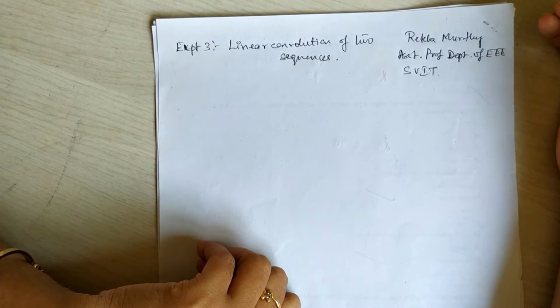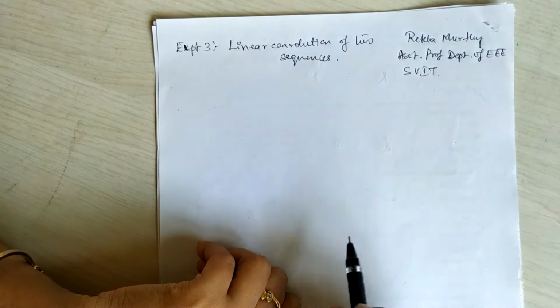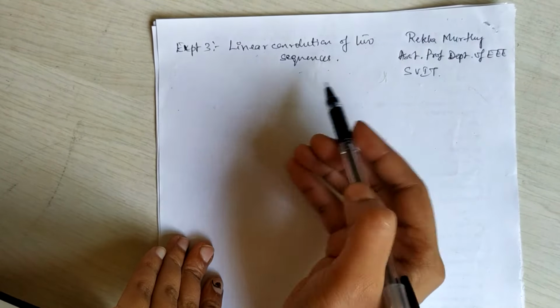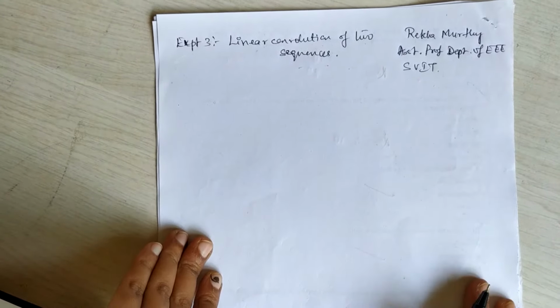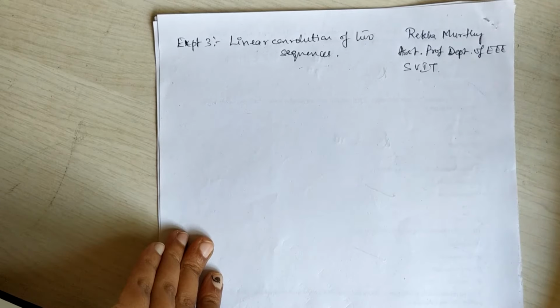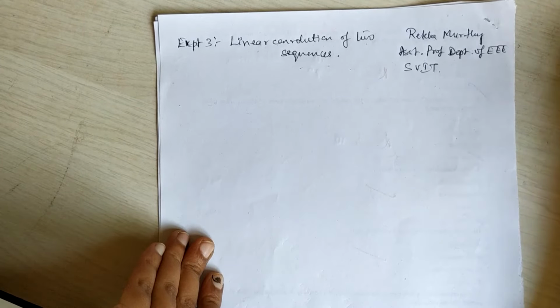Now I'm going to explain the third experiment of the DSP lab, that is linear convolution of two sequences. So in this linear convolution, what is it? A linear convolution is a basic operation to calculate the output for any LTI system given its input and its impulse response.